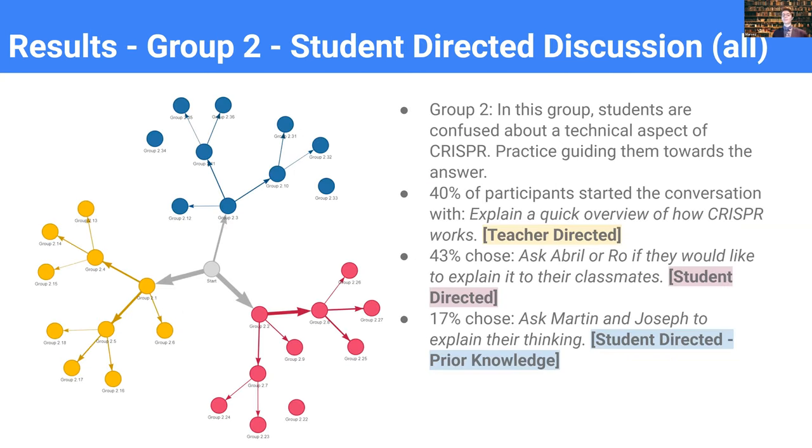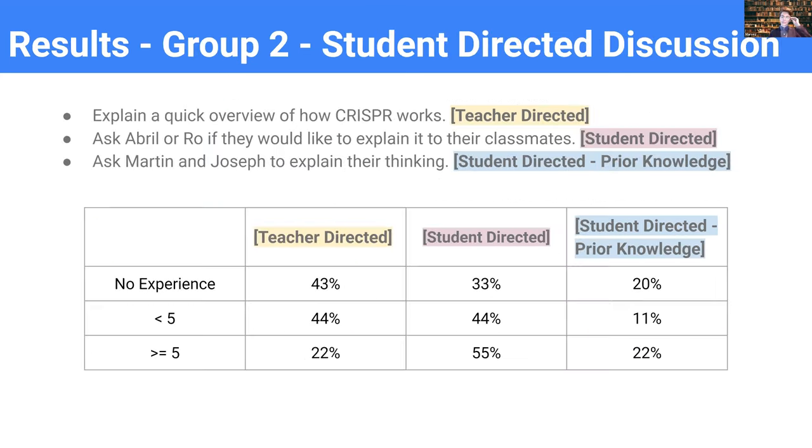For group two, this is about student-directed discussion. The students have a technical question to ask you that you know the answer to, but you can choose to give them the answer or let them figure it out for themselves. And we can see here that those, again, with more than 5 years of teaching experience were much less likely to do the teacher-directed option and were more likely to do student-directed or a prior knowledge question.